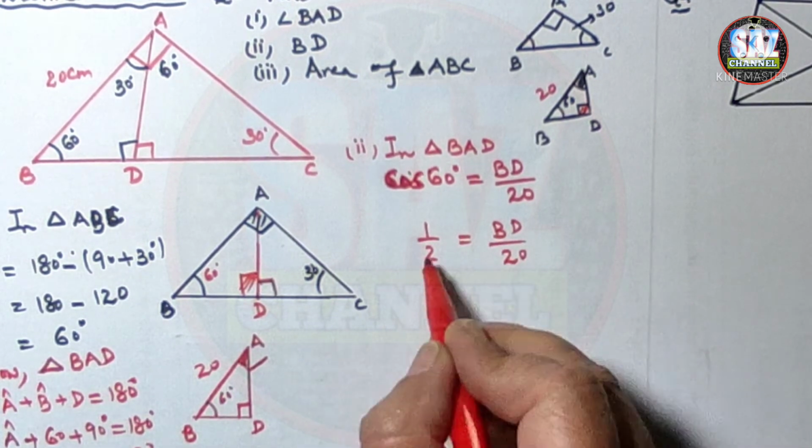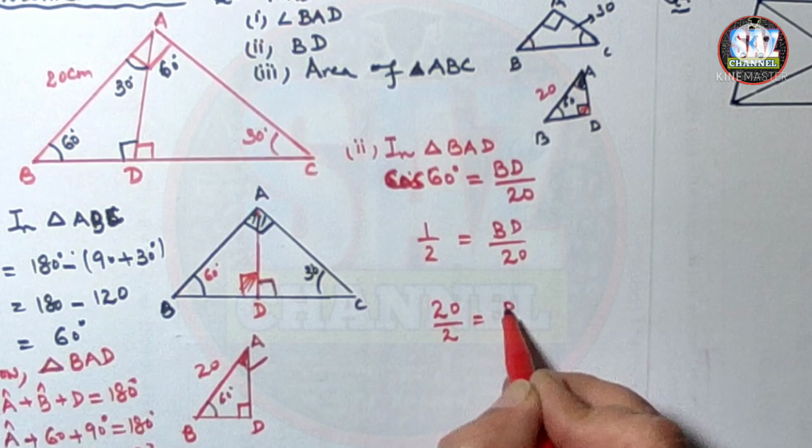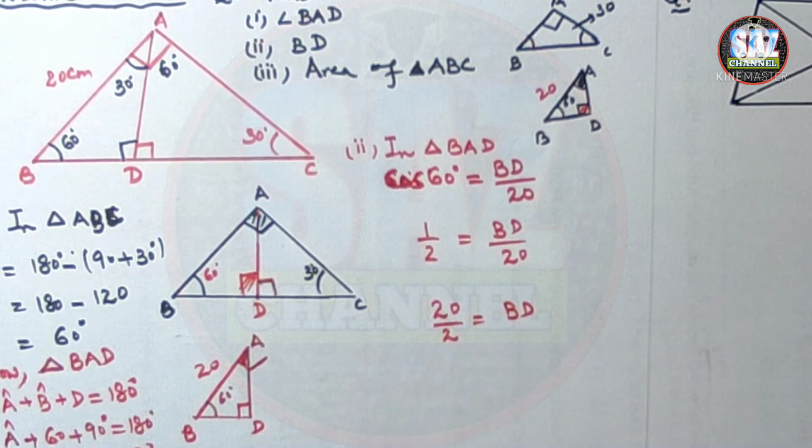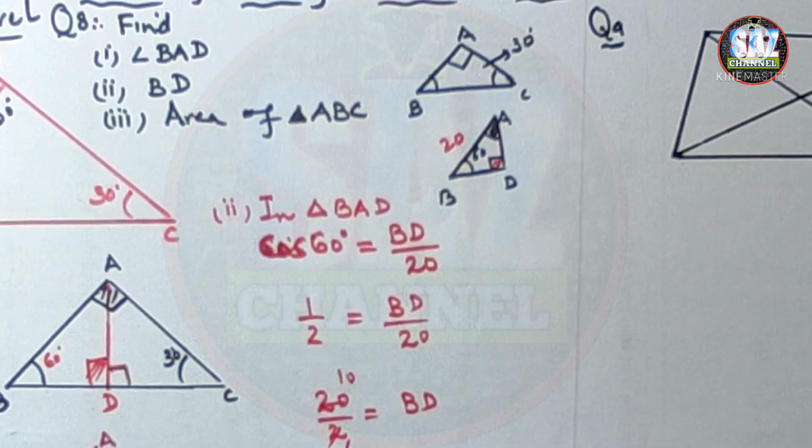Now go for cross multiplication. 20 divided by 2 equals BD, and when I'm dividing 20 by 2, my answer comes 10. BD equals 10 centimeters. I hope you are clear about this.